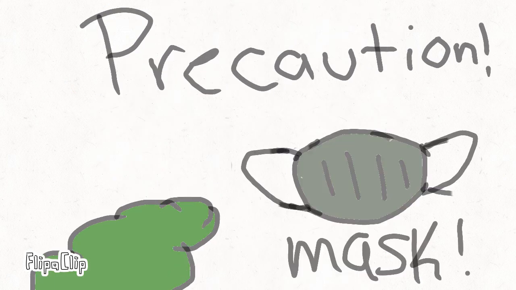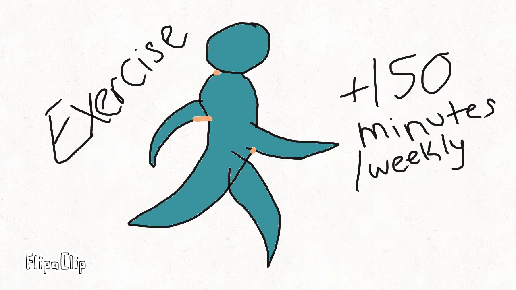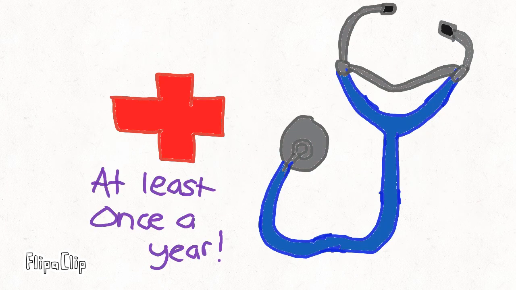We can all decrease the prevalence of cancer by using a mask, wearing sunscreen, eating a decent diet, exercising, and visiting our doctors at least once a year.